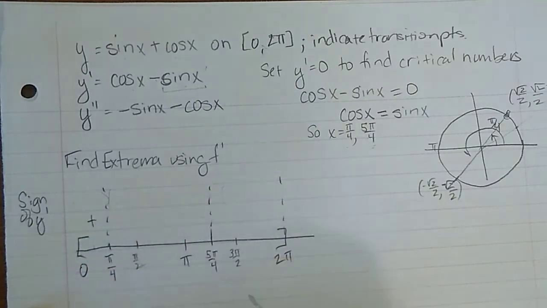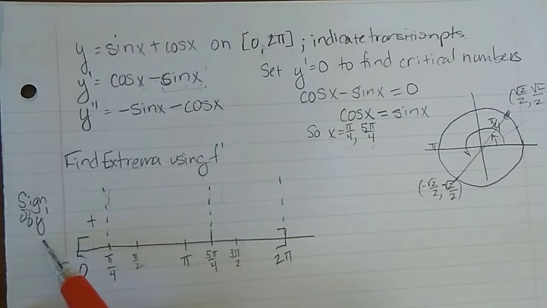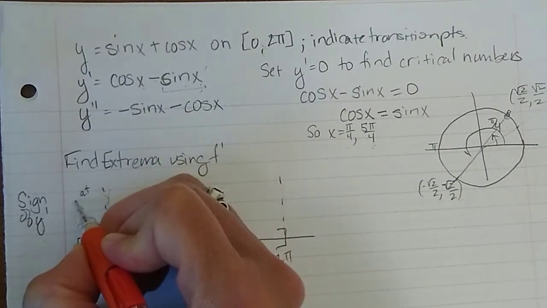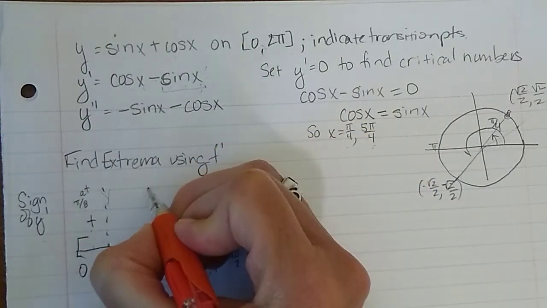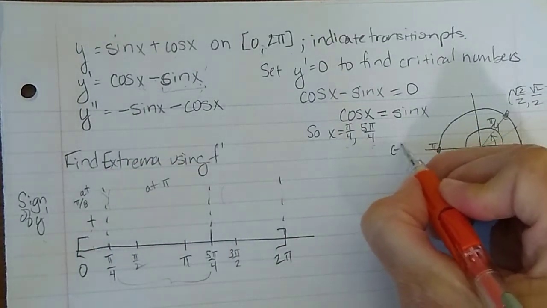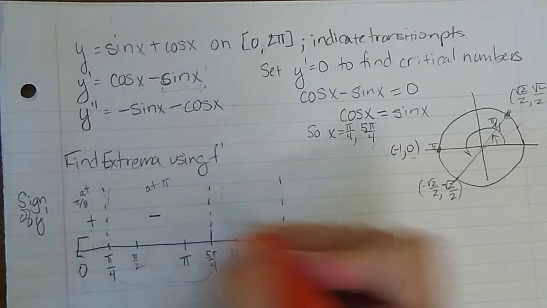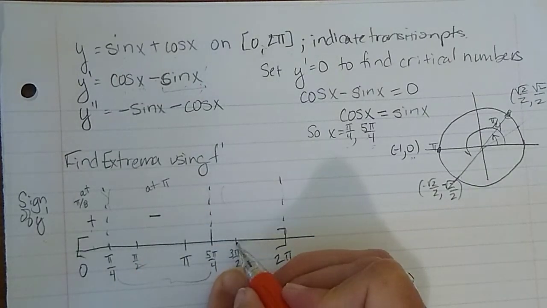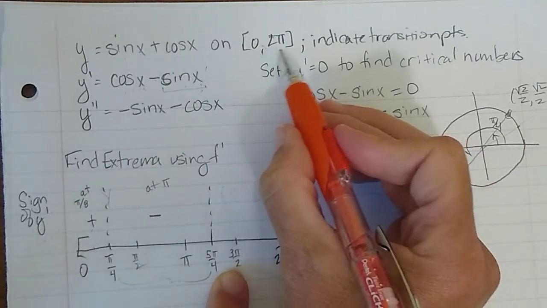You can also plug pi over 8 into each of these values in the first derivative, because we're looking for the sign of y prime, and verify that we get something that's positive. So I'll just write a little note here that I'm mentally checking at pi over 8. In this second interval, I'll check at pi. Cosine of pi is negative 1. Sine of pi is 0. So negative 1 minus 0 is something that's negative. And then I'll check here in this interval from 5 pi over 4 to where we are going to stop graphing at 2 pi.